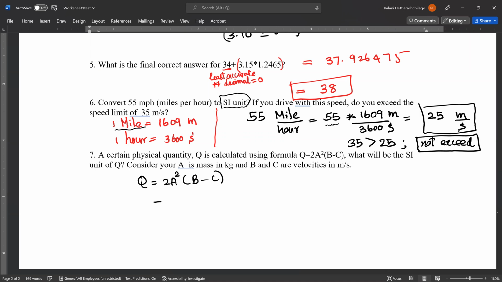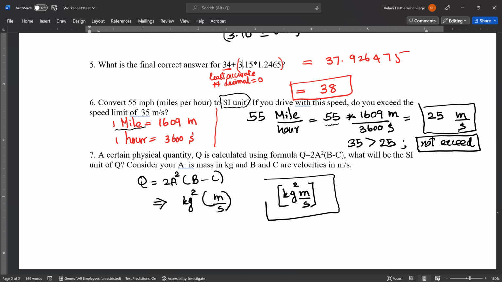Let's do the unit conversion. 2 does not have a unit. I have A to the power 2. That means kilograms times kilograms, kilograms to the power 2. And B minus C, both are velocities. That means B minus C also gives me velocity units, meters per second, right? That means the units I have are kg squared times meters per second. Okay, let's use square brackets to show the units. Okay, let's stop here.